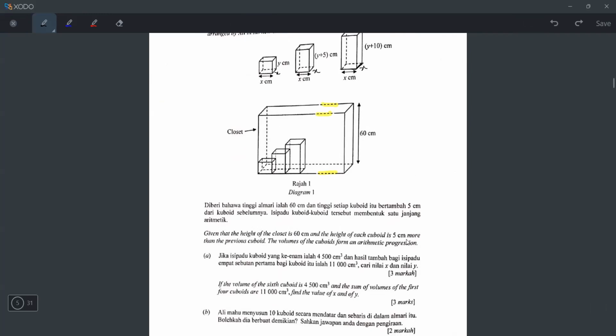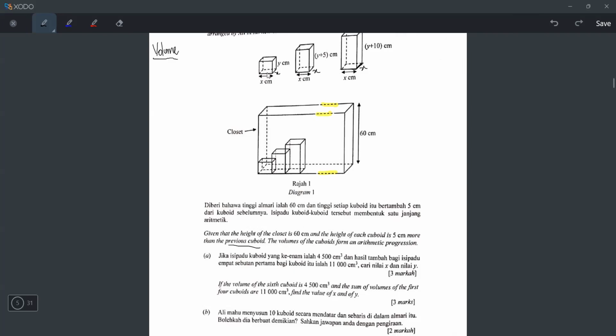And the height of each cuboid is 5 cm more than the previous cuboid. So the height keeps on increasing, right? y cm, y plus 5, y plus 10. The height keeps increasing. The volume of the cuboids forms an arithmetic progression. So immediately write down the progression for volume, because they say the volume of the cuboids forms an arithmetic progression.